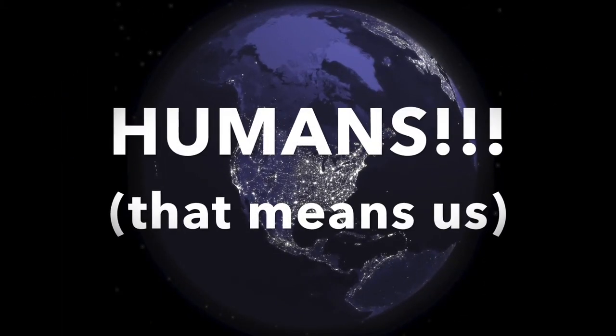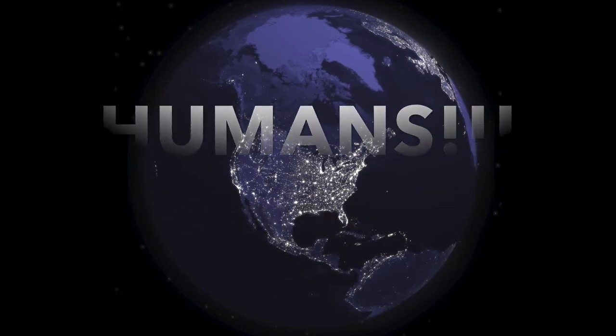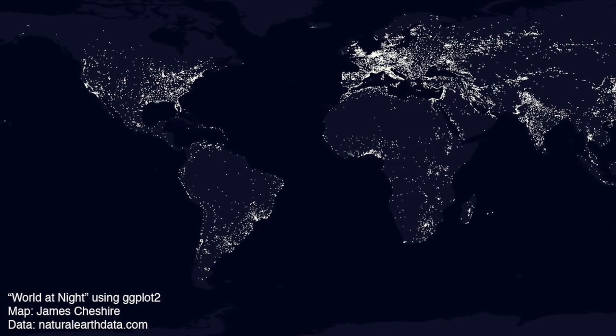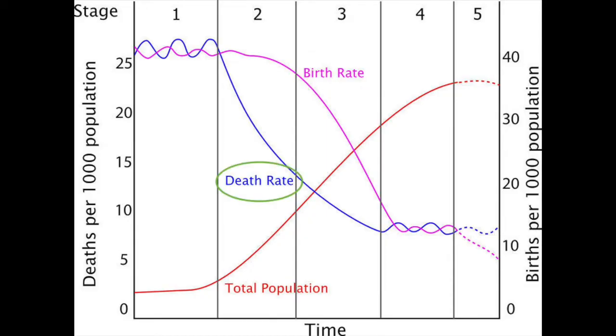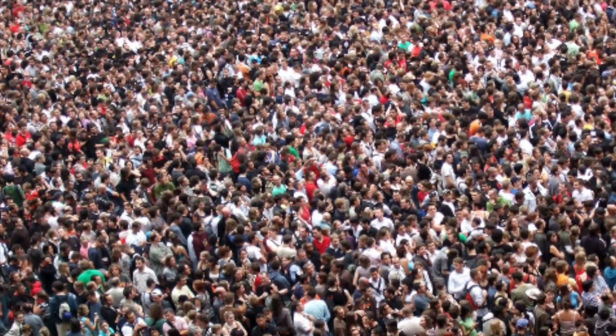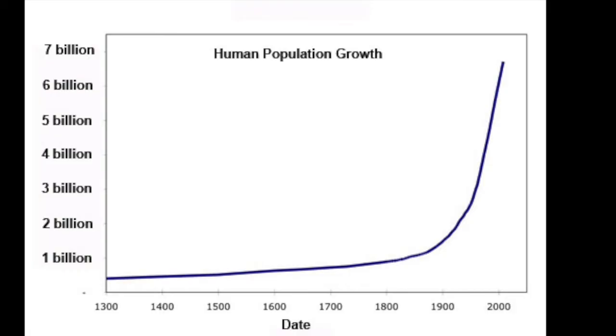We discussed humans as an example of exponential growth. Under optimal conditions of unlimited space and unlimited access to food, birth rate is high and death rate is low. The human population took 200,000 years to reach 1 billion and only 200 years to reach 7 billion.